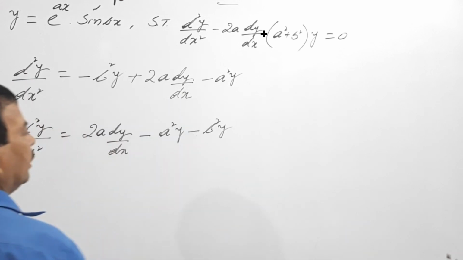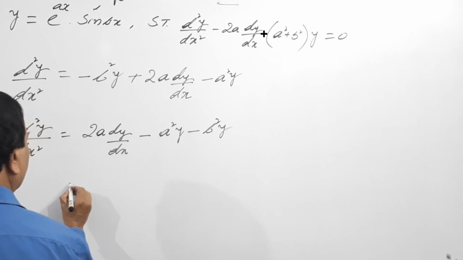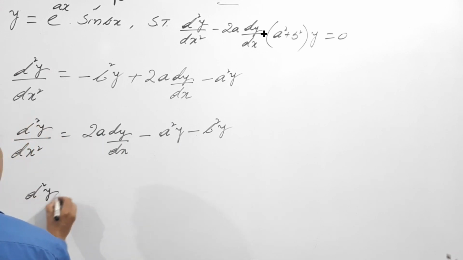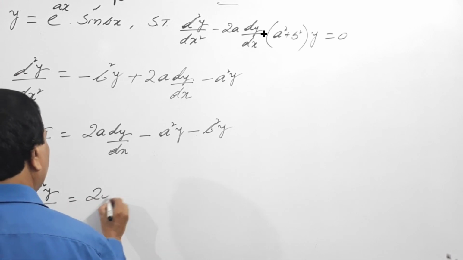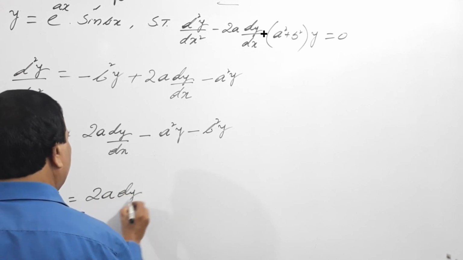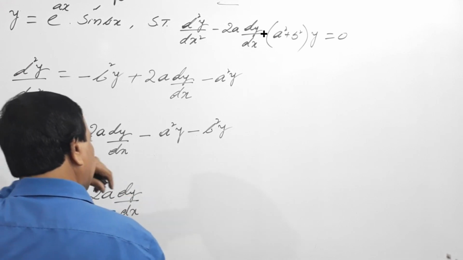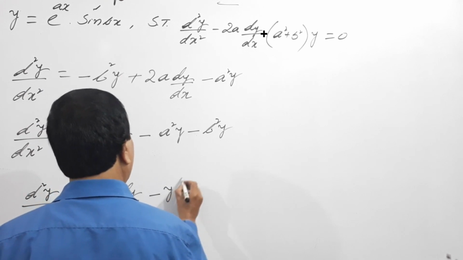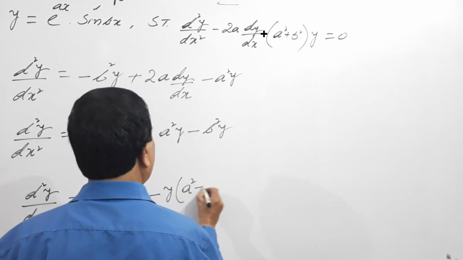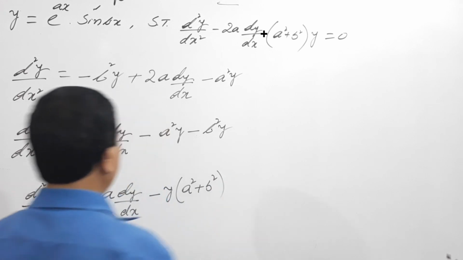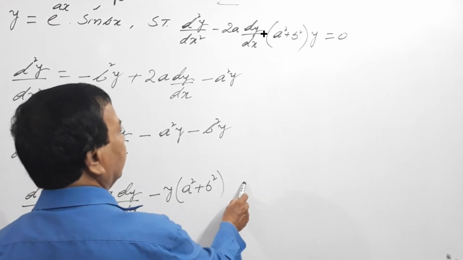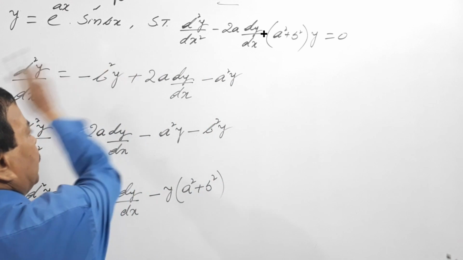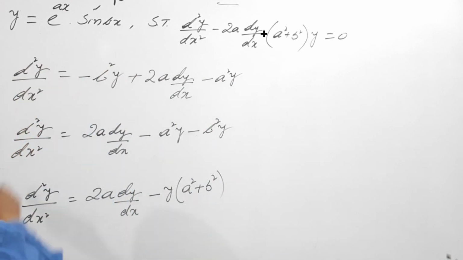So what is common here? Minus y is common. d square y by dx square equals 2a dy by dx minus y, this becomes a square plus b square. So he wants on the left hand side 0, on the right hand he wants 0. The remaining portions he wants on the left hand side. Let's transfer it.